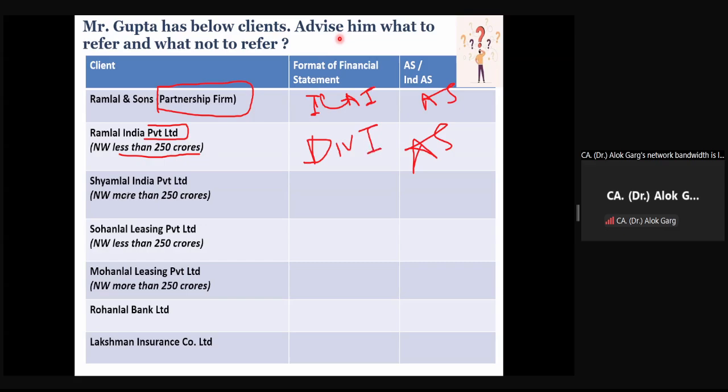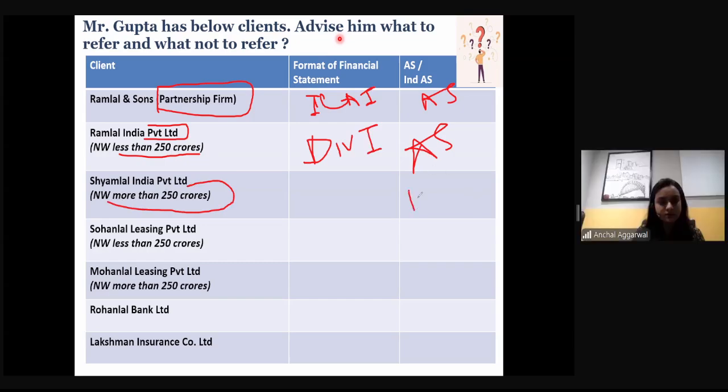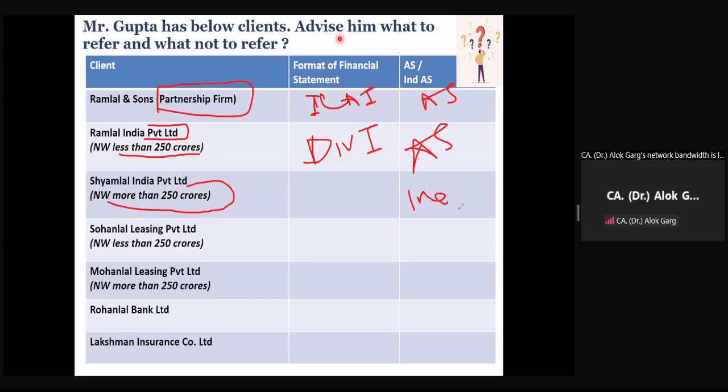Shamlal India Private Limited, net worth is more than 250 crore. What is applicable here? Ind AS is applicable here, right? And what is the format of financial statement? This entity has to follow Division 2.